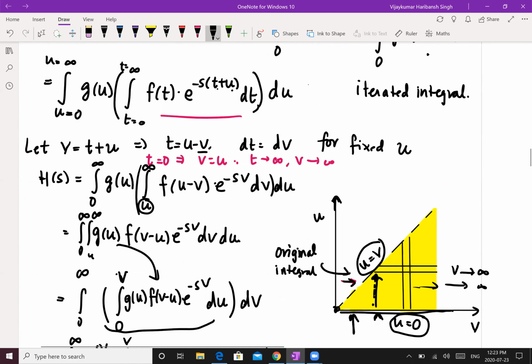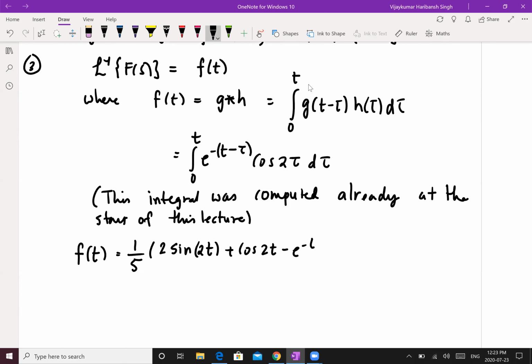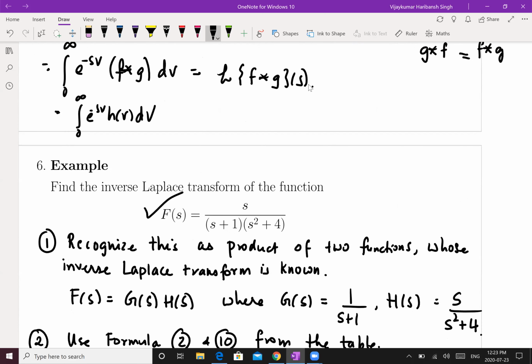So therefore, we can have f of t is 1 by 5 times (2 sine 2t plus cos of 2t minus e to the power minus t). So this is the Laplace inverse transform of this function.